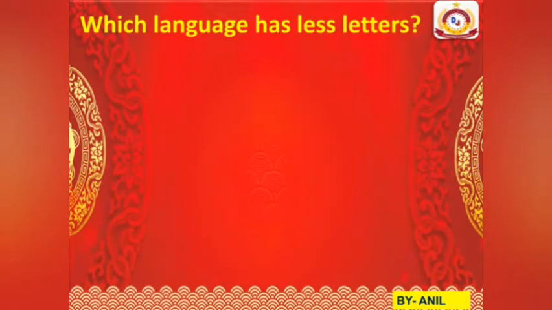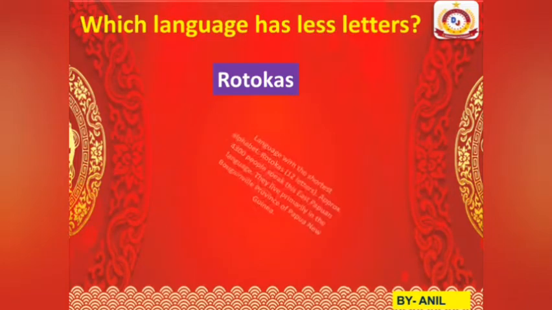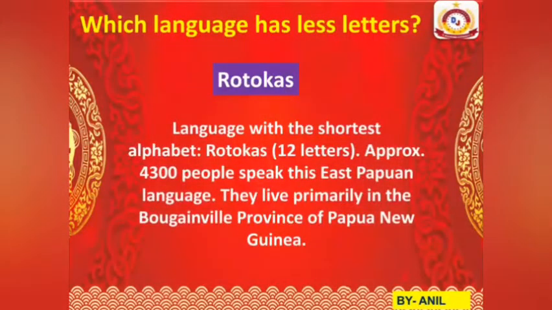Which language has fewer letters? Rotokas is a language which has fewer letters. The language with the shortest alphabet is Rotokas. It has only 12 letters. Approximately 4300 years ago, people spoke this East Papuan language. They live primarily in the Bougainville province of Papua New Guinea. So there, this kind of language has developed.